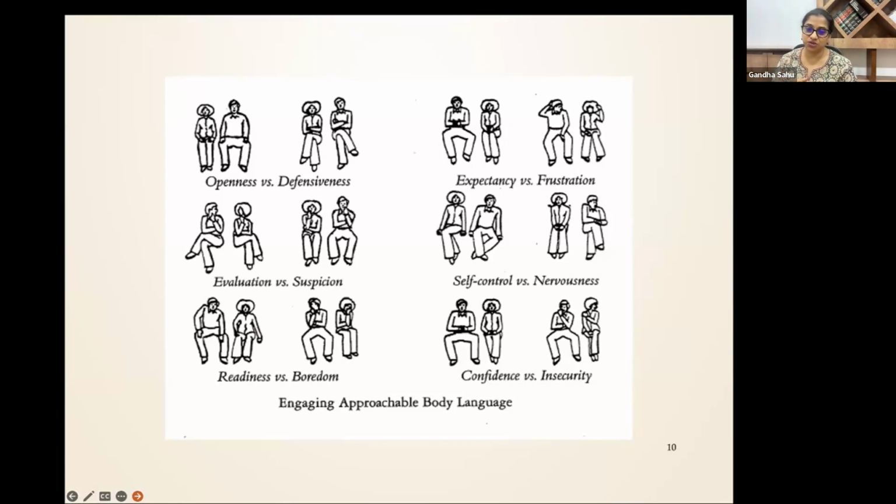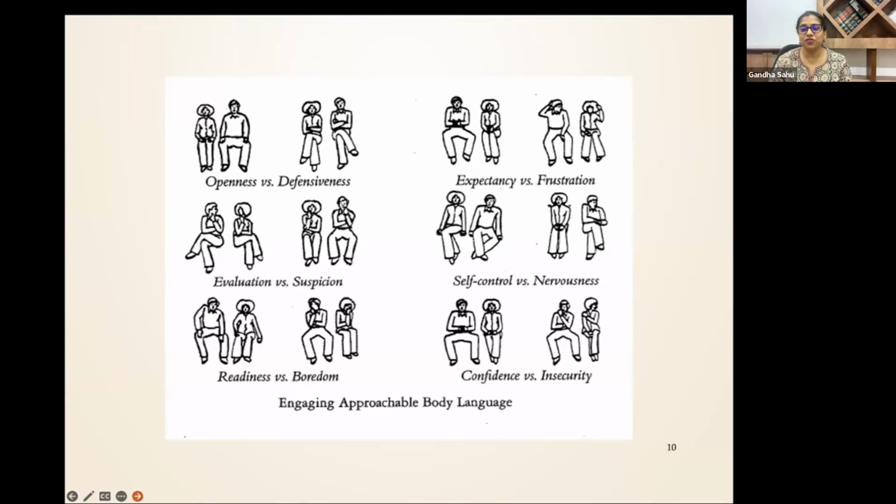Evaluation versus suspicion. I think a lot over here has to do with, apart from the body language, the expression. It's difficult to make out from just the diagrams here. It's also with the expression. So if you combine them together, like we saw in the video, it's quite obvious that she was not very pleased.